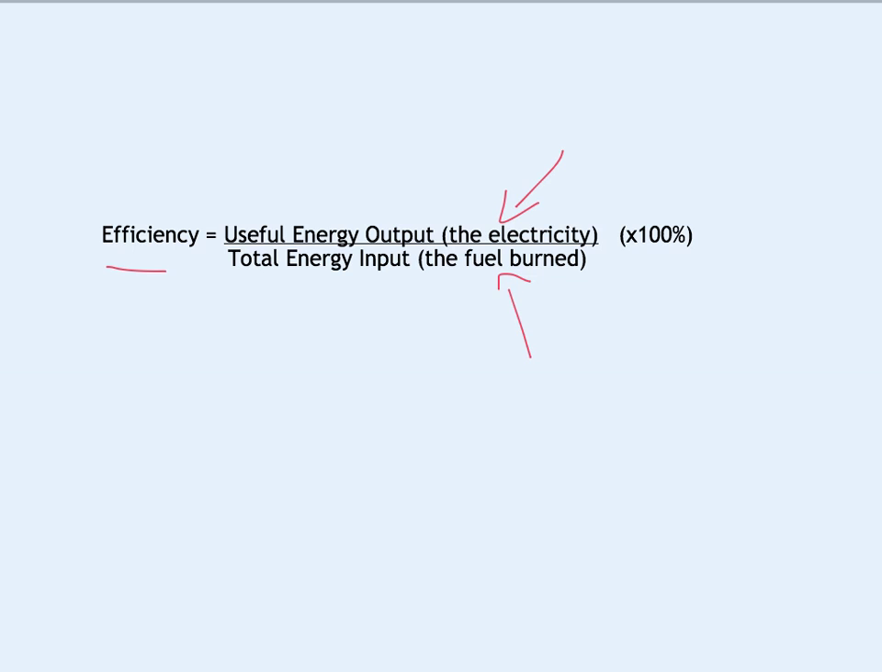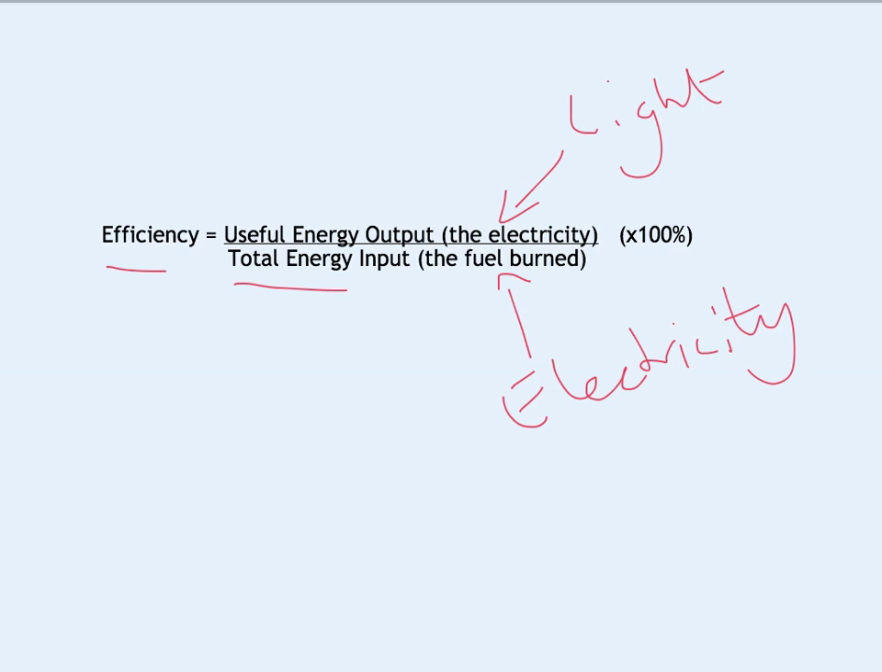If we went back to our light bulb situation, our useful energy output could be the light, and the total energy input, that's going to be the electricity. So you need to look in each individual case as to what the useful energy output is and the total energy input. Clearly you might get a situation where they tell you the amount of wasted energy, but if they give you the total energy input and they give you the wasted energy, if you subtract the wasted energy from the total energy, that's going to give you that useful energy output.